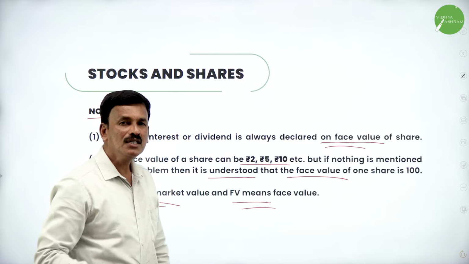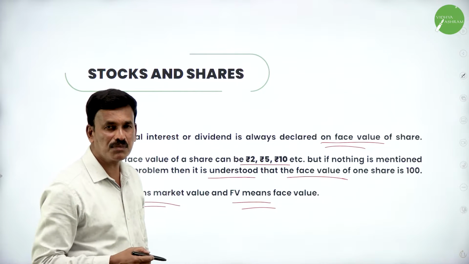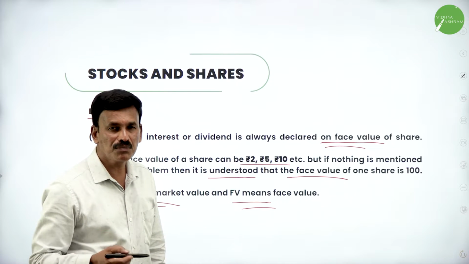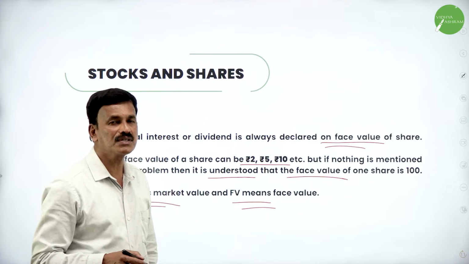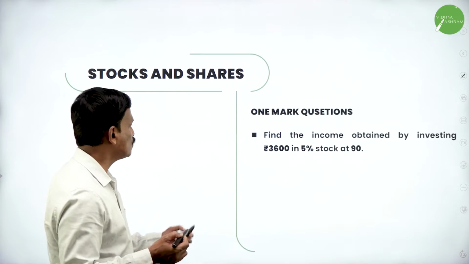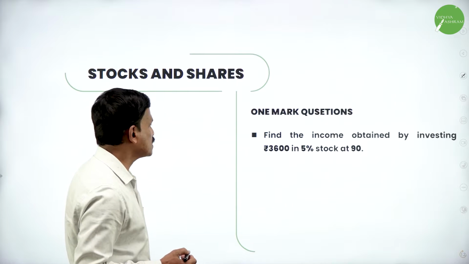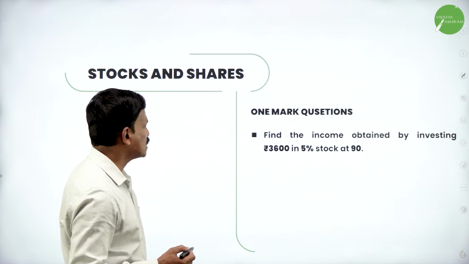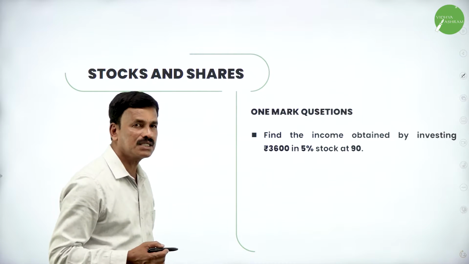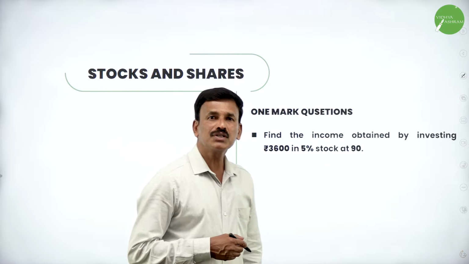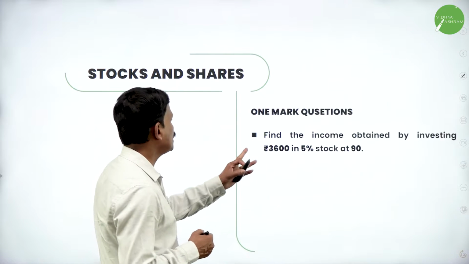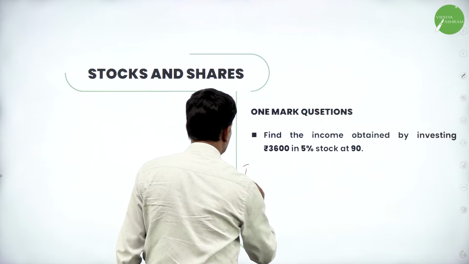Now based on these concepts, let us discuss few important problems for 1 marker first, then for 3 markers. Now move on to 1 mark question. Find the income obtained by investing rupees 3,600 in 5% stock at 90. Now what is to find here? So find the income. So you know the formula for income.